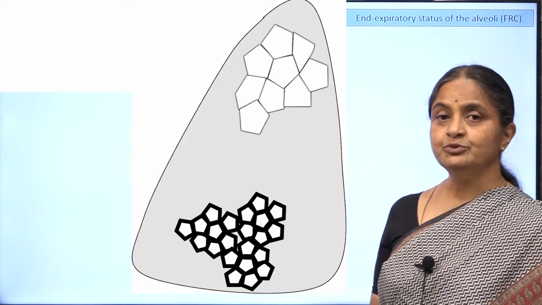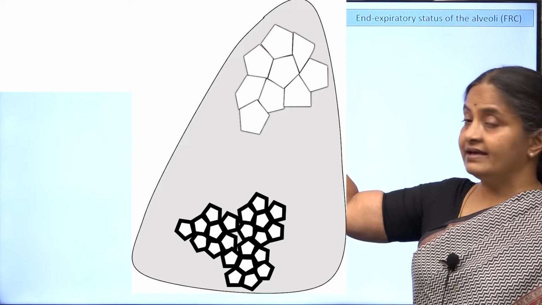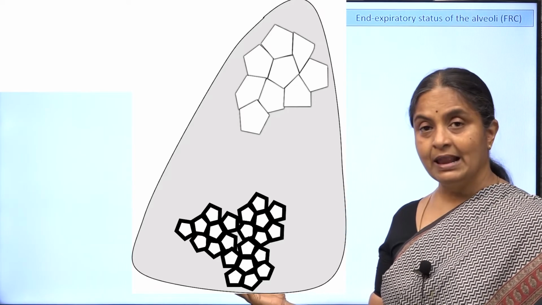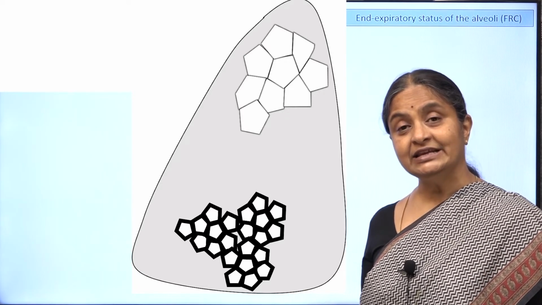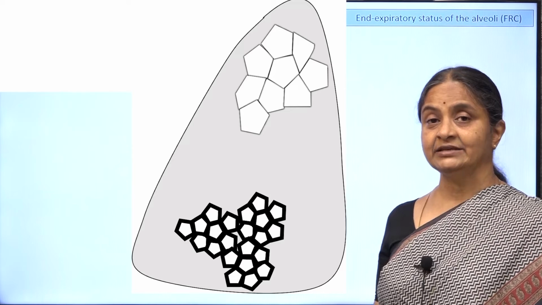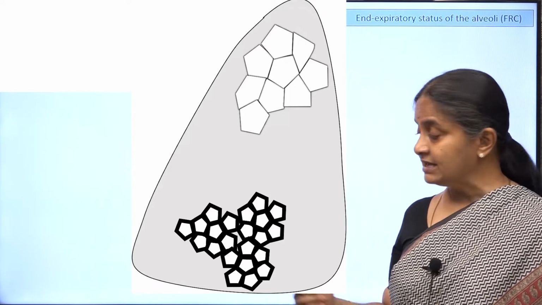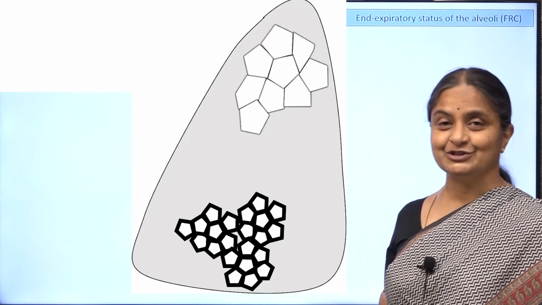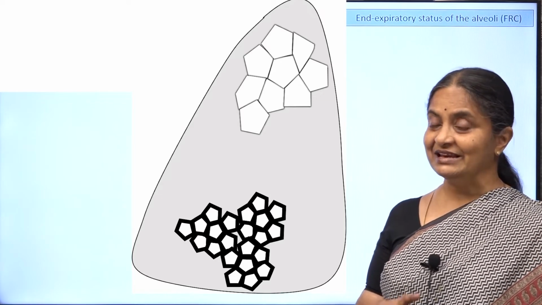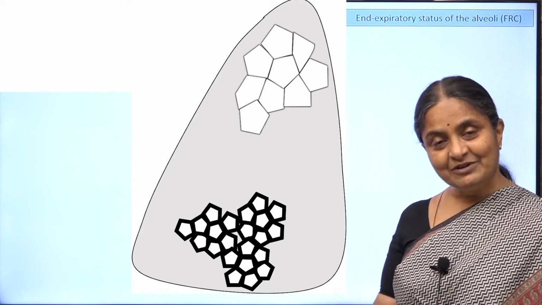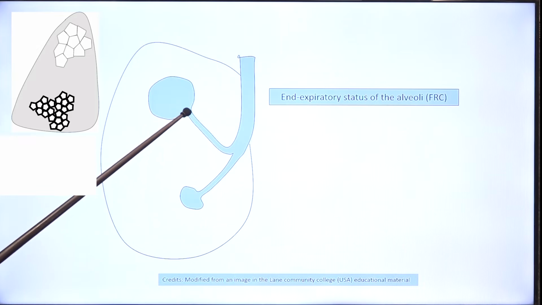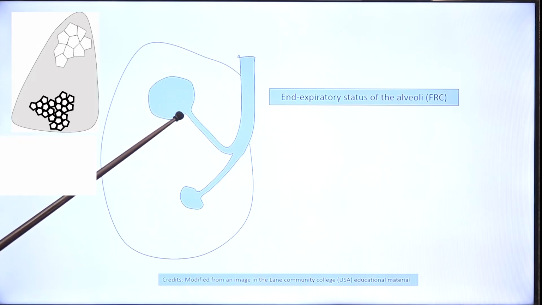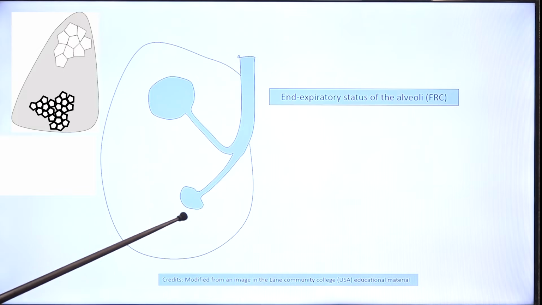So the logical conclusion would be that there is more air in the apices of the lung and more blood in the base of the lung. Can we extrapolate this to ventilation and perfusion? Can we say that ventilation is more in the apices and perfusion is more in the bases of the lung? That would be an incorrect statement, and we shall see why just now. So this is an interpretation of what we have seen here. At the end of normal expiration, the alveolar volume in the apex of the lung is more than the alveolar volume in the base.